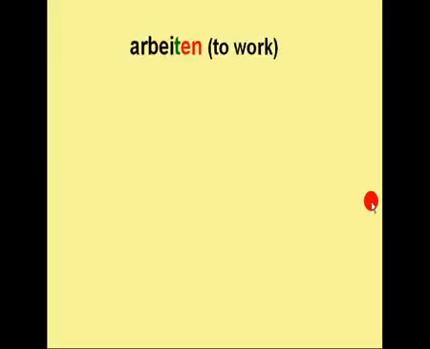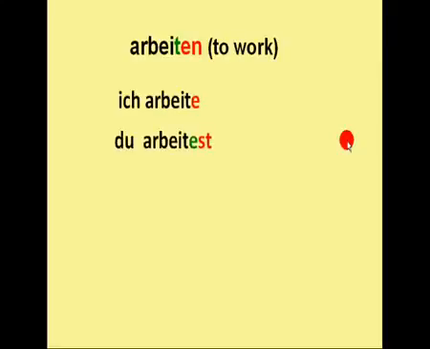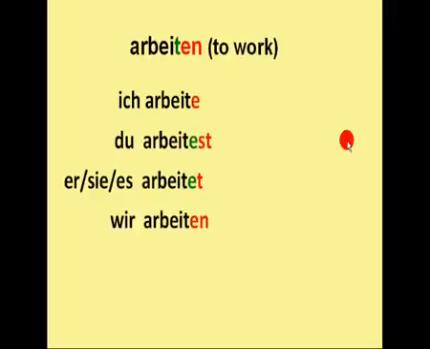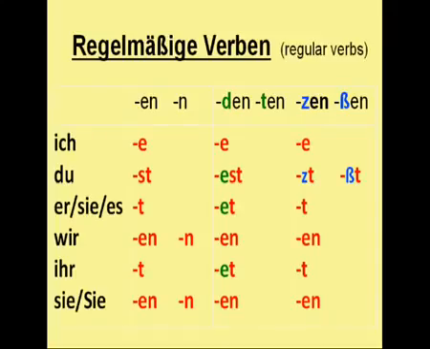Then an example for a verb which also ends on en but has a t before it. It's the verb arbeiten, which means to work. Ich arbeite, du arbeitest, er, sie, es arbeitet, wir arbeiten, ihr arbeitet, sie arbeiten.